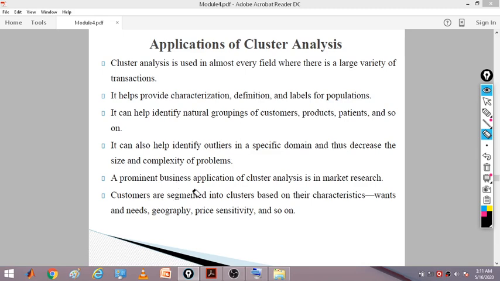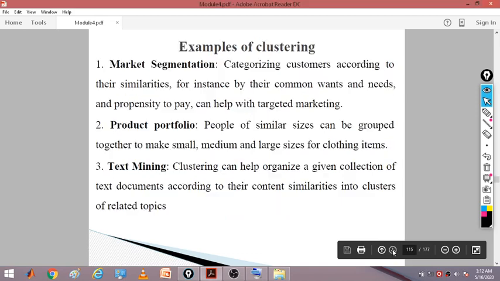A prominent business application of cluster analysis is in market research. The main theme of doing cluster analysis is to have market research, to study the tendency in the market, what kind of marketing is going on. How to analyze a market, how to catch hold of a market, how to win the market, how to make a lot of profits in the market. Customers are segmented into clusters based on characteristics, wants and needs, geography, price sensitivity, and so on. Like this, we are trying to divide the clusters.